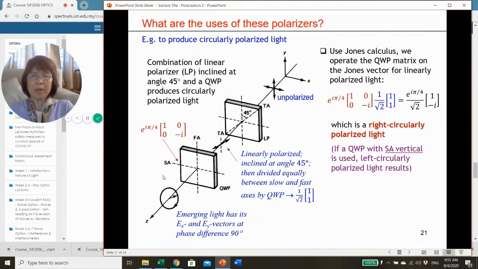If the quarter wave plate has got a slow axis which is vertical, therefore this will be written with a positive i here. And when you operate that onto the same linearly polarized light at inclined angle 45 degree, you will then work out to have a circularly polarized light, which is left circular polarized. This is positive sign here.